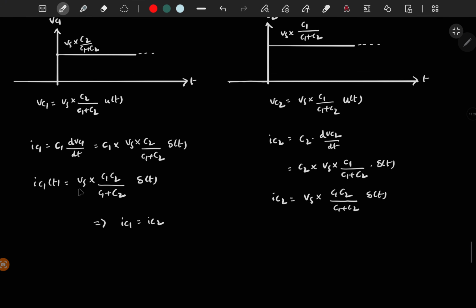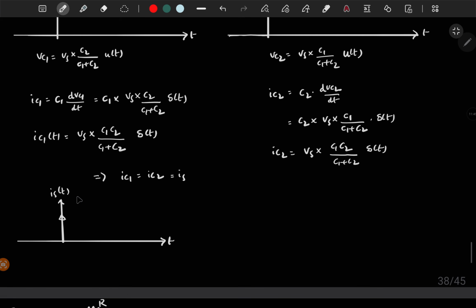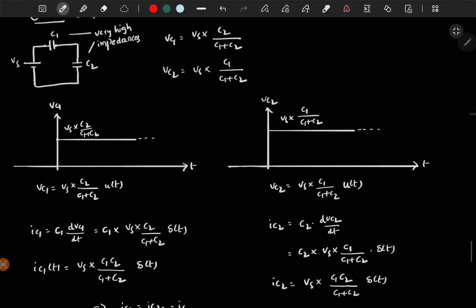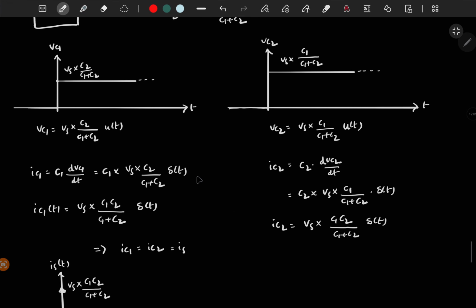So if you draw the waveform of the current, IC1 is equal to IC2 is equal to the source current. So I can directly draw the source current, which is an impulse function. The impulse function can be represented with this symbol, just an arrow, and you have to write the amplitude here, which is Vs times C1 C2 by C1 plus C2. You need not derive these equations also.